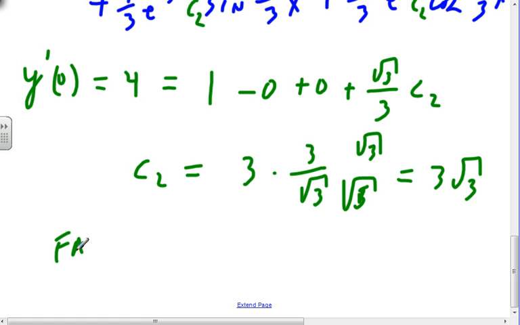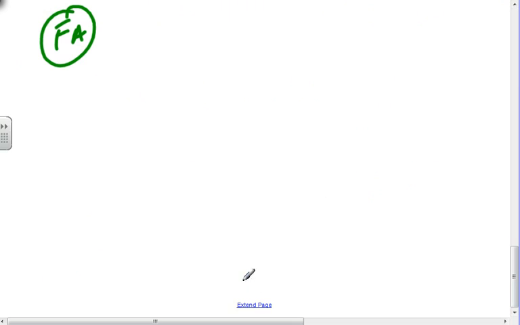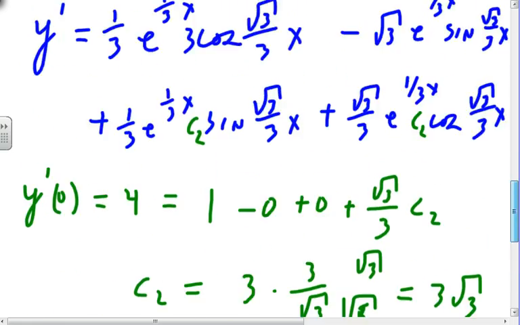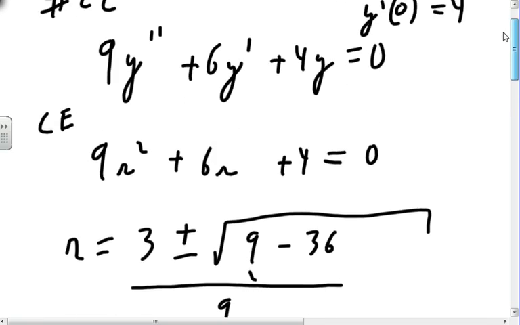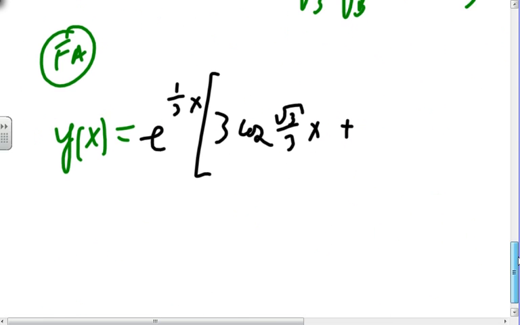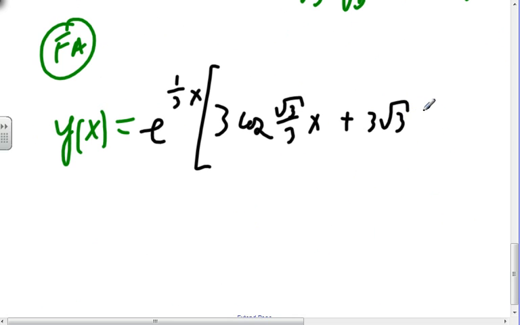So final answer, y of x equals e to the 1/3 x, 3 cosine the square root of 3 over 3x plus 3 the square root of 3 sine square root of 3 over 3x. Anybody not believe that? Should I check it? Or are we going to say it's okay?